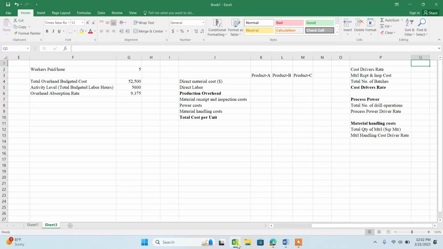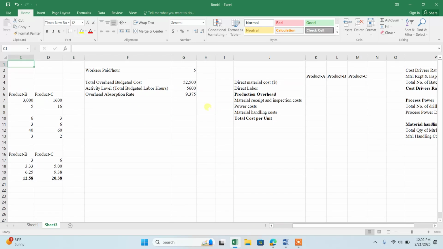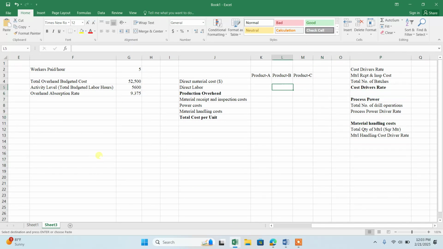So let me now calculate the unit cost of A, B, and C based on activity-based costing. Direct material cost and direct labor cost always remain the same in both cases. I can copy it directly from here. Okay, so these are the direct material and labor costs.